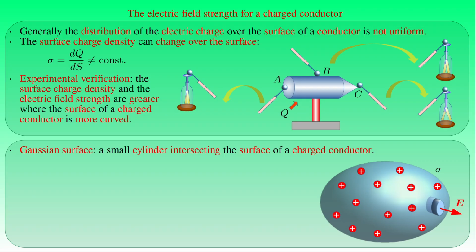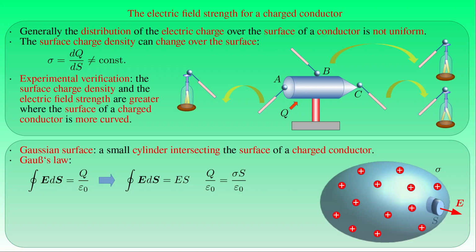By considering this cylinder as a Gaussian surface, we can apply Gauss' law stating that the surface integral of the electric field strength E over the cylinder is equal to the total charge Q enclosed by the cylinder over epsilon naught. On the one hand, if S is the surface area of the top of the small cylinder, then the surface integral is equal to the magnitude of the electric field strength E perpendicular to the top, times the surface area S. On the other hand, the total charge Q is given by the surface charge density sigma over the surface of the conductor times the area of the intersection of the surface of the conductor and the cylinder, which is also equal to S.